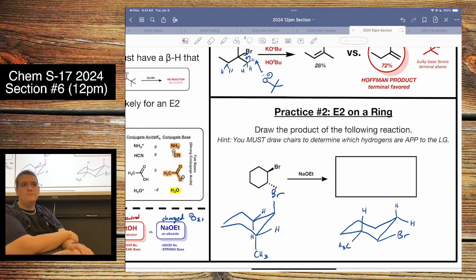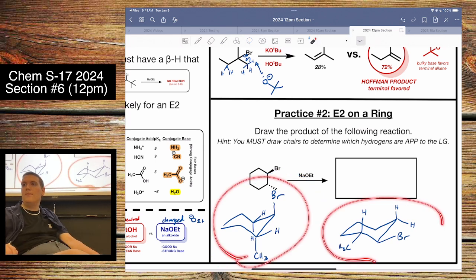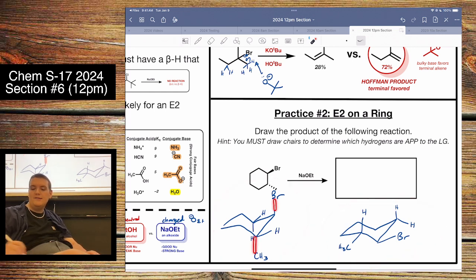So did you get these chairs? As if it was just kind of an exam one problem. Draw the two chairs. In yours, you could have put them on slightly different positions, but one of them should have both the Br and methyl axial. One should have both the Br and methyl equatorial.